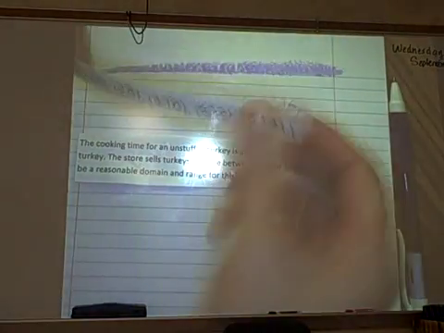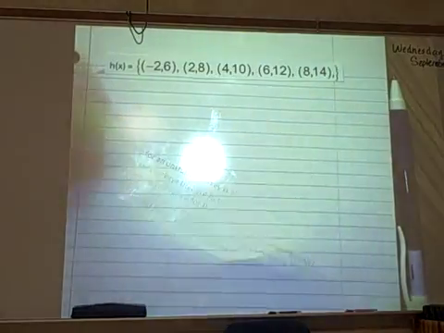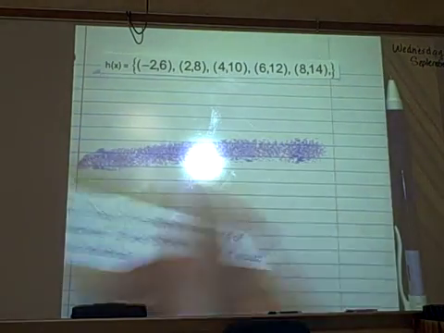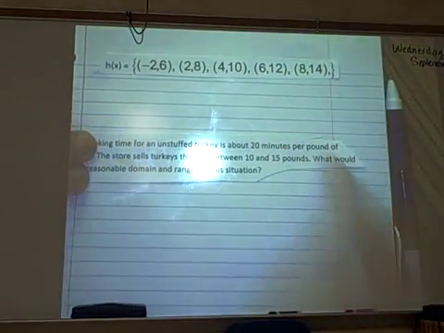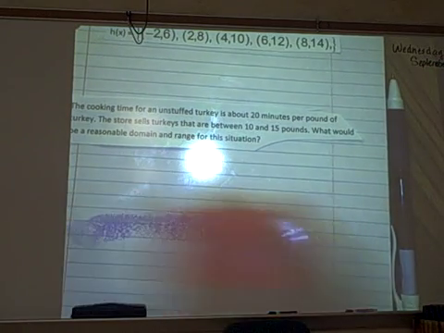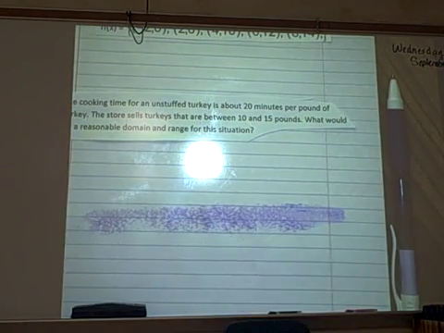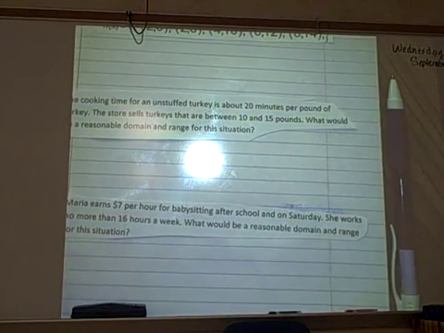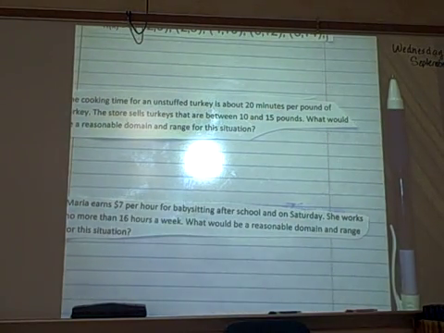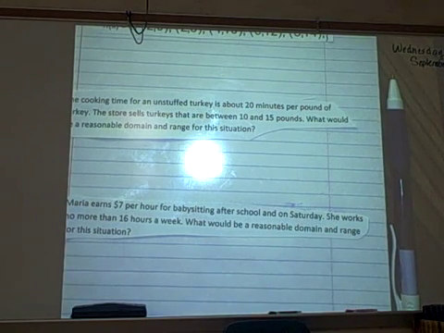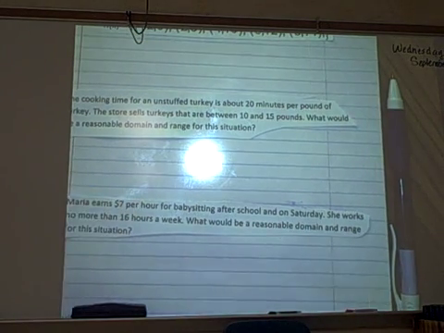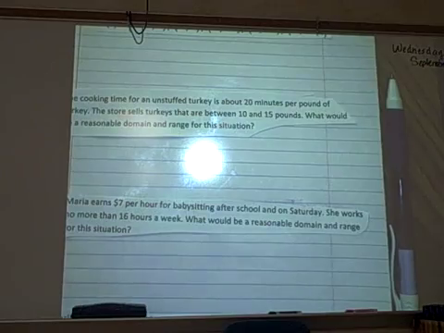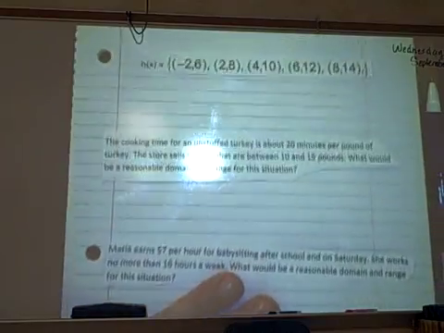So it's the h of x and it has points. And then cooking time, which is the one we did last time, but we added a little bit to it. Maria and Charlie. Just spread them out on the page. I just kind of skipped a few lines between each one.